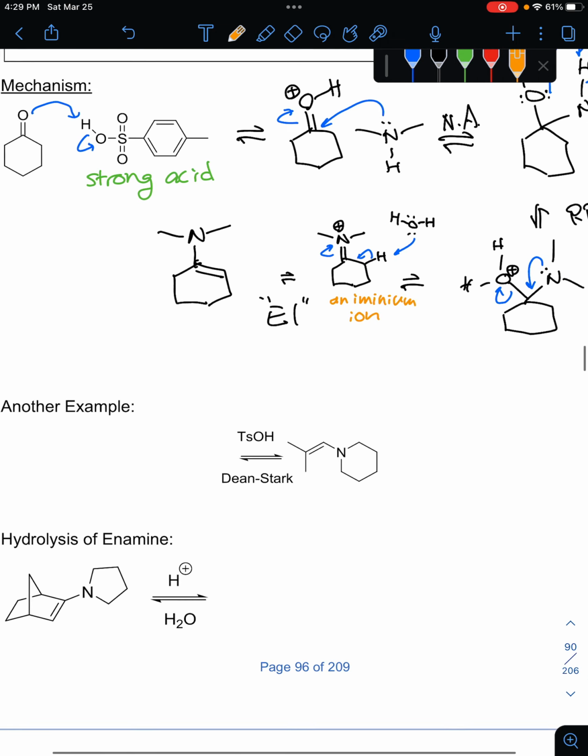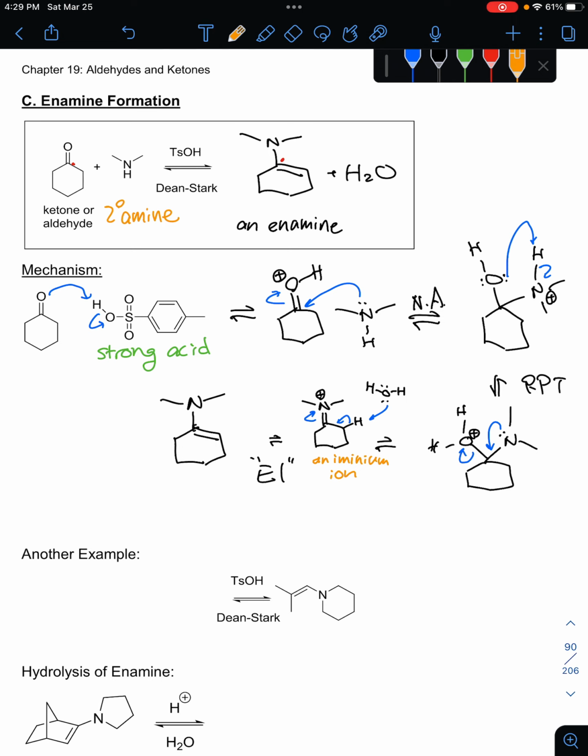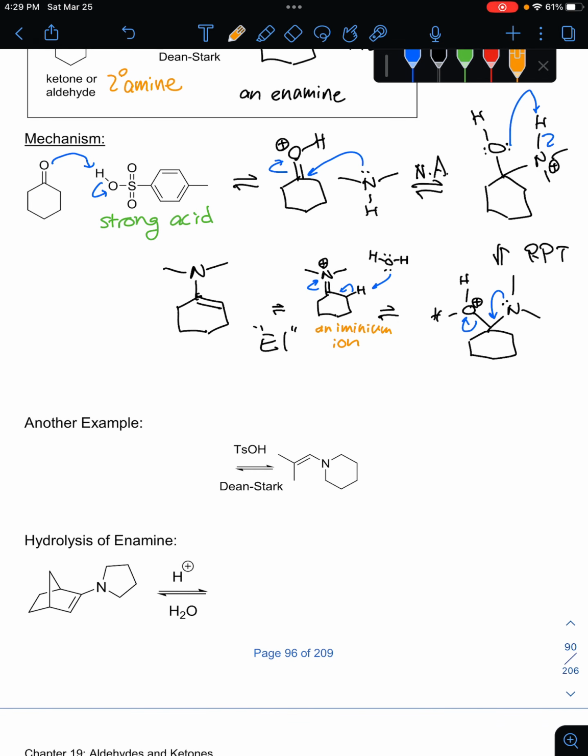I think we left off with going over the enamine formation mechanism. Hopefully you did this informal homework, where we wanted to fill in the blanks. The first problem is about figuring out the starting material for this enamine formation.